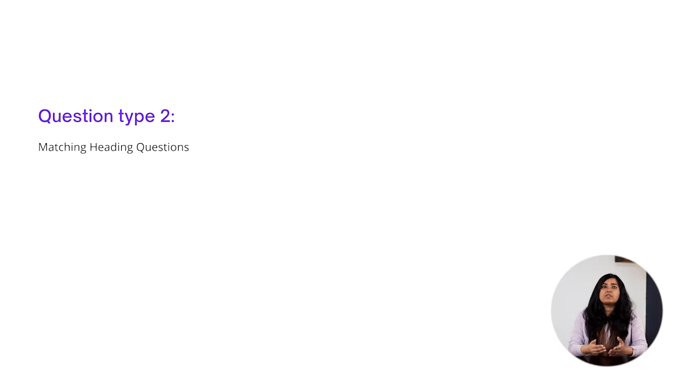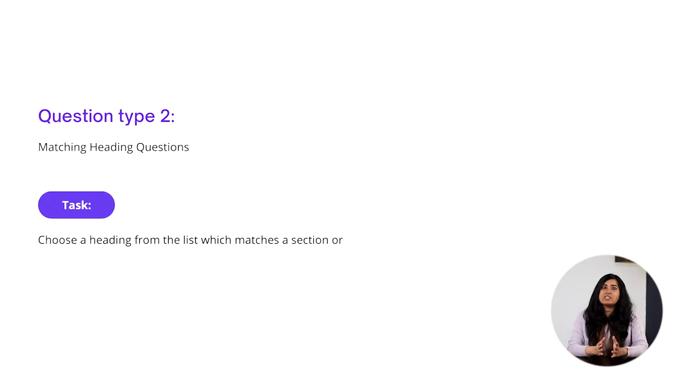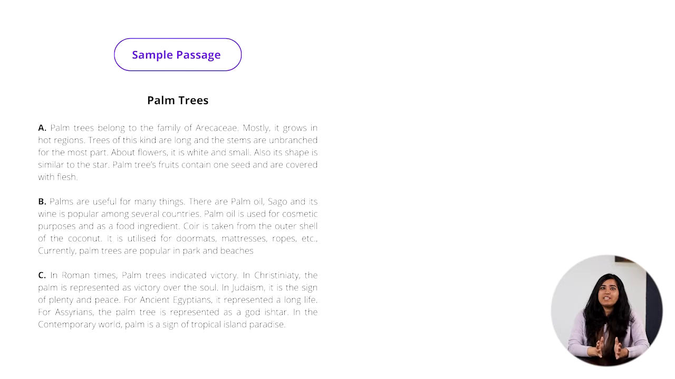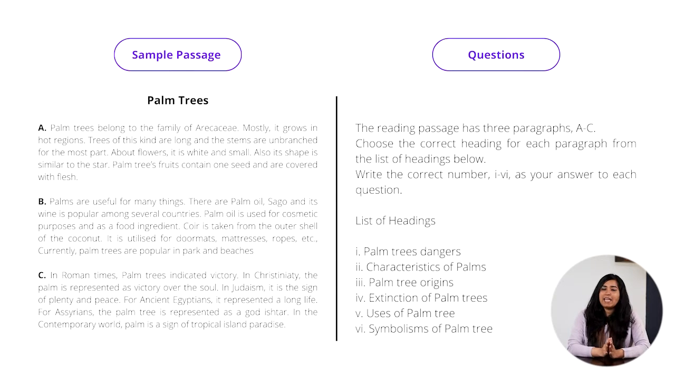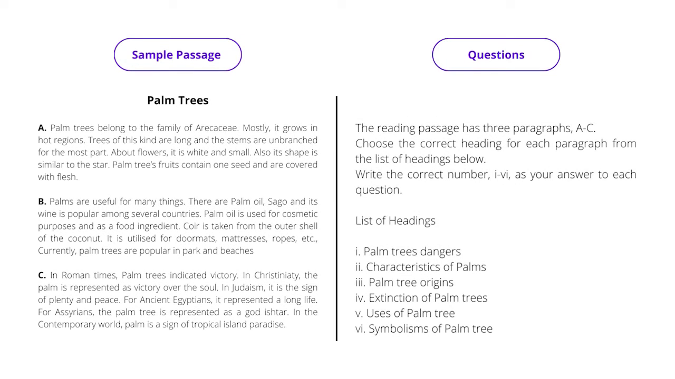Alright, moving into question type number 2, which is matching heading questions. The task here is to choose a heading from the list which matches a section or paragraph in the passage. We'll read the instructions first. The reading passage has 3 paragraphs, A, B, and C. Choose the correct heading for each paragraph from the list of headings below. Write the correct number 1 to 6 as your answer to each question.